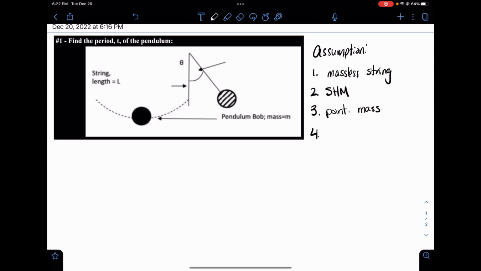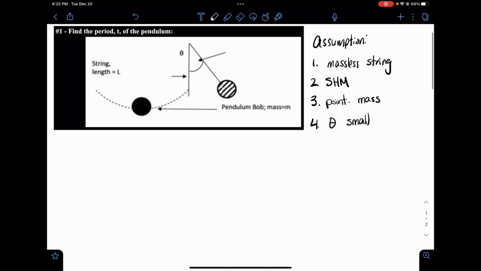And then our last assumption is that the theta that our pendulum is swinging through is going to be small. This allows us to make a few mathematical assumptions about when we use our trig functions later on.